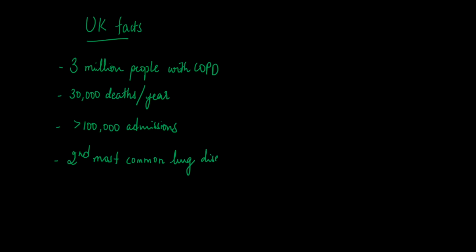This makes it the second most common cause of lung disease in the UK, the first one being asthma, and also the second biggest cause of lung disease-related mortality, second to lung cancer. So it's important to remember that chronic obstructive pulmonary disease encompasses two disease entities called chronic bronchitis and emphysema. In this lecture, we'll start off with chronic bronchitis and then move on to emphysema.